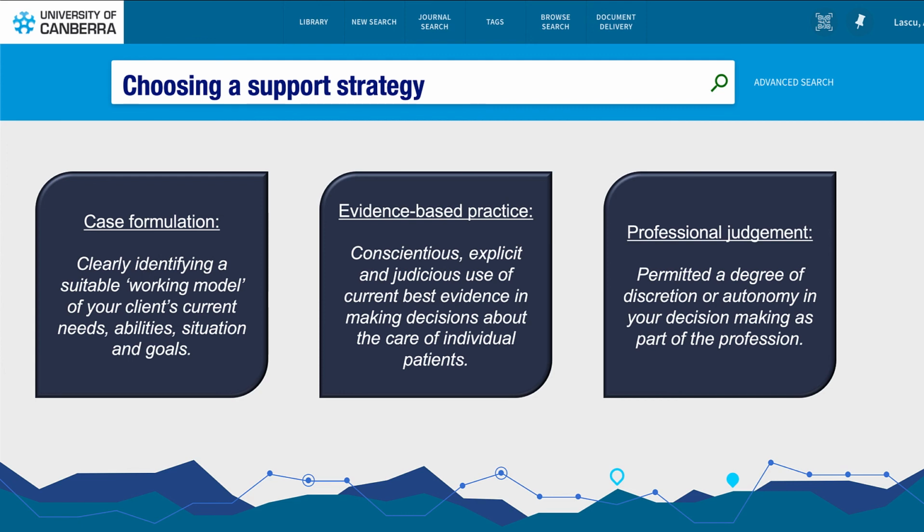So there are 3 elements that they discuss in the book around choosing a support strategy. They are the stage of case formulation, which is clearly identifying a suitable working model of your client's current needs, abilities, situation, and goals. We then have evidence-based practice, which is a conscientious, explicit, and judicious use of current best evidence in making decisions about the care of an individual patient. And also we have professional judgment, which is a permitted degree of discretion or autonomy in your decision making as part of the profession. We're actually going to focus on evidence-based practice, given this is a lecture about finding and using scientific information.